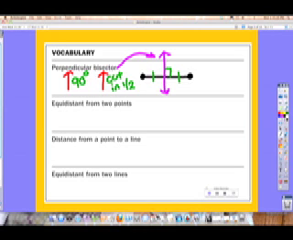Okay, this next part, equidistant from 2 points. Well, that's like a 2-part word. What do you think equidistant means? Right? It just means equal distance. So write that in there. Equal distance. And I'm going to jump the gun and show you something about perpendicular bisectors.